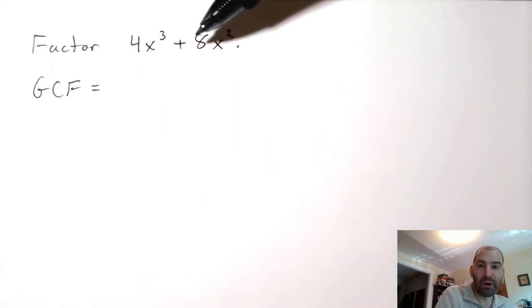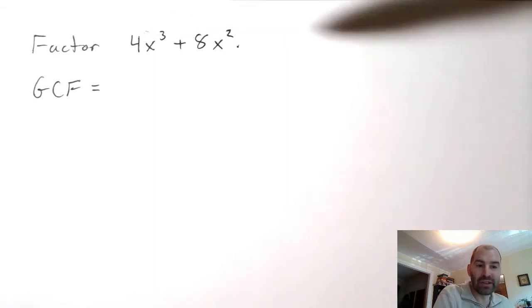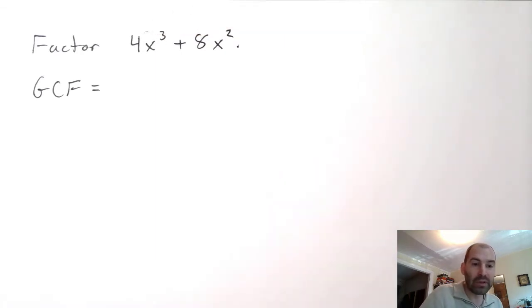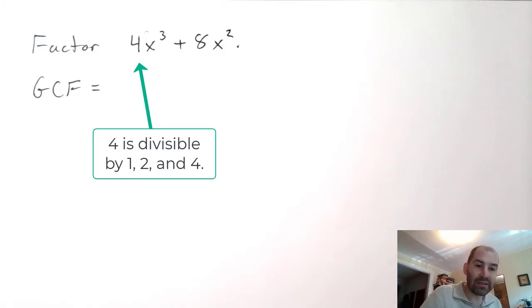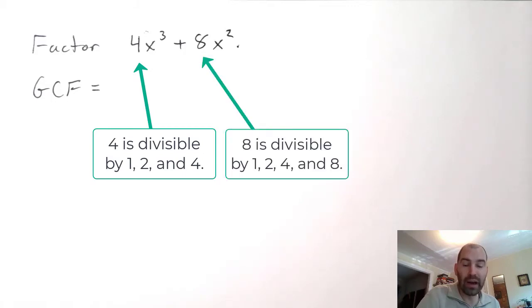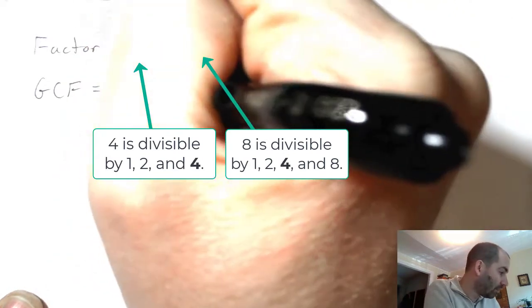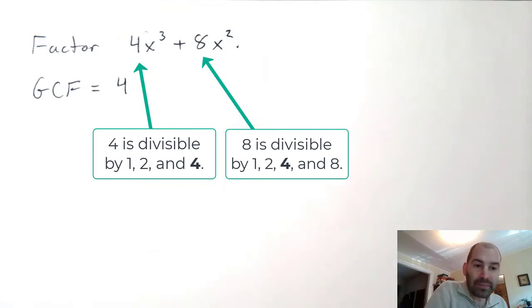We've got the numbers 4 and 8. What are the factors of 4? Well, it's 1, 2, and 4. And what are the factors of 8? In other words, what is 8 divisible by? Well, 1, 2, 4, and 8. So what is the largest number they're both divisible by? The largest number they share in common there is 4. So that's the number part of my GCF.